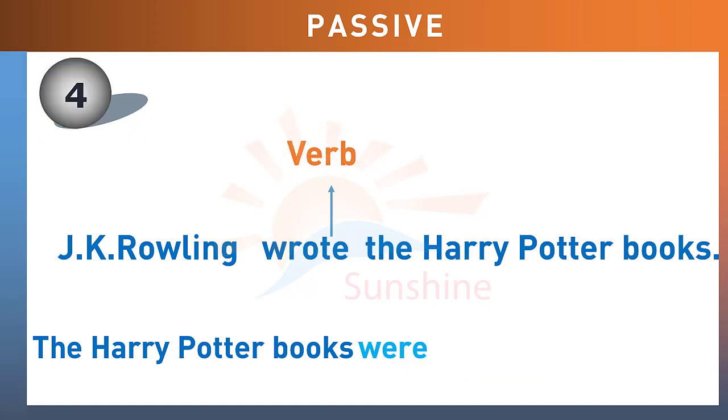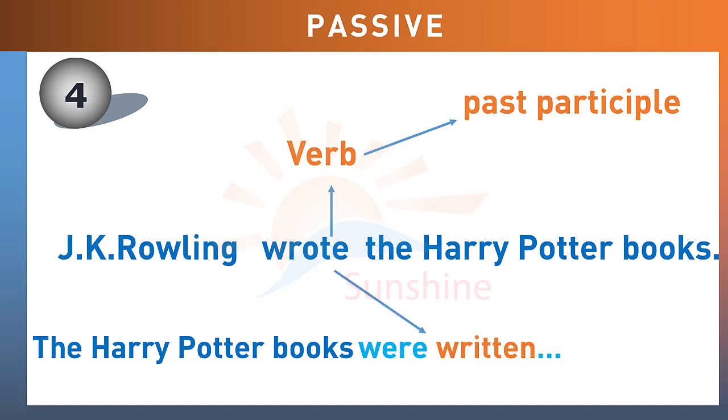Next, for step 4, we add the past participle of our verb in the active sentence after the word were. So here the past participle of wrote is written. Now we have the Harry Potter books were written.